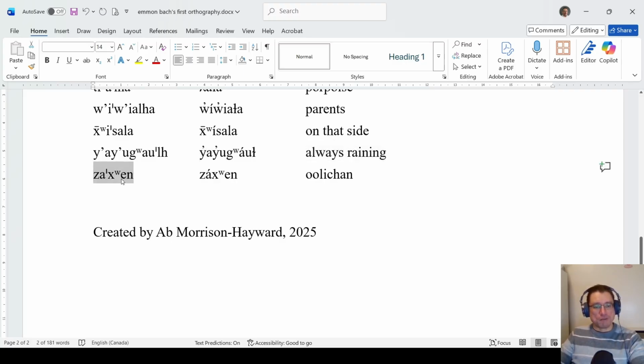And last we have zahun. So that's Emmon Bach's first orthography. This was how he represented it in the second orthography. And zahun means ulakan.